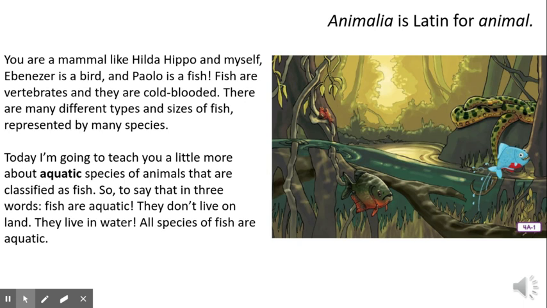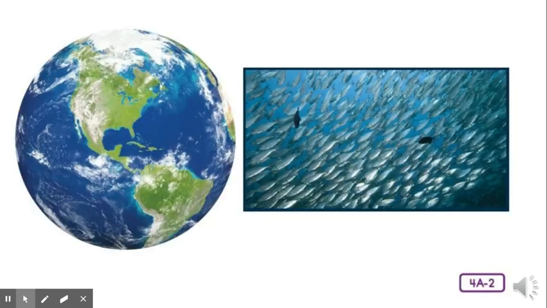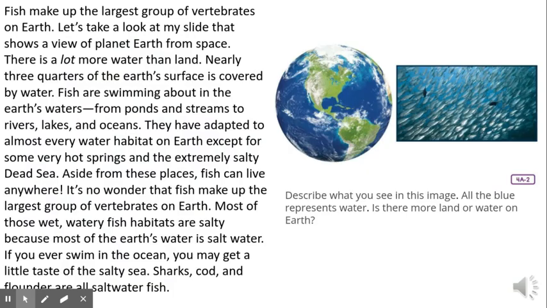So to say that in 3 words, fish are aquatic. They don't live on land, they live in water. All species of fish are aquatic. Fish make up the largest group of vertebrates on Earth.